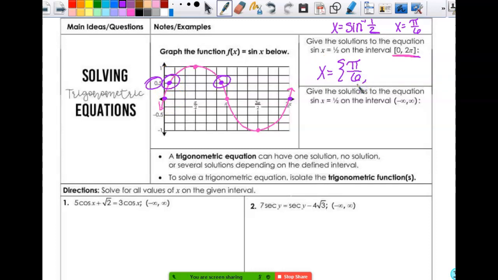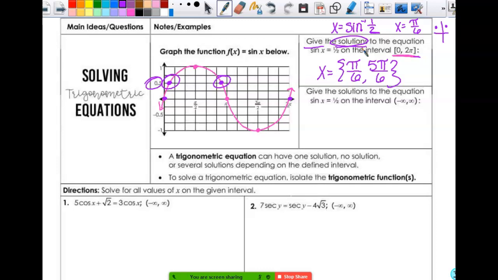And then the other time it happens, if we don't have a graph, then we think, okay, for sine, I know sine's positive in the first quadrant. What other quadrant is it positive in? The second quadrant. So I need my second quadrant pi 6 angle. What's that? 5 pi 6. So it says give the solutions, that's plural, so that's a hint that it's probably more than one. That's when you get sine of x equals 1/2, anywhere from 0 to 2 pi. Everybody okay with that?